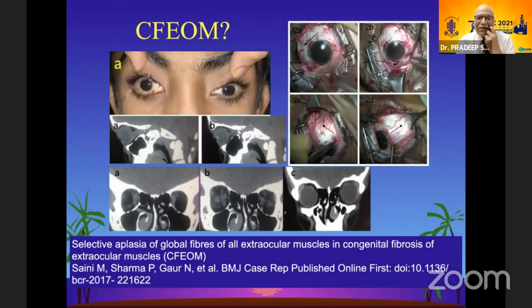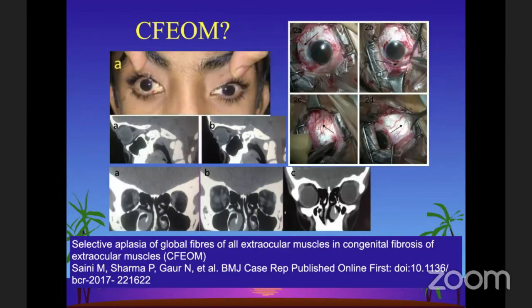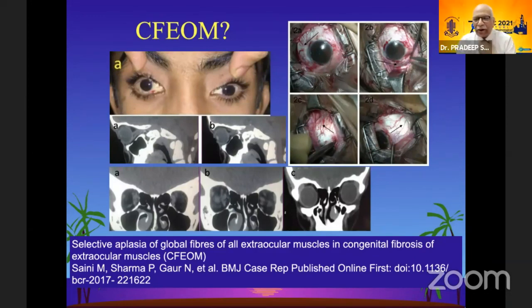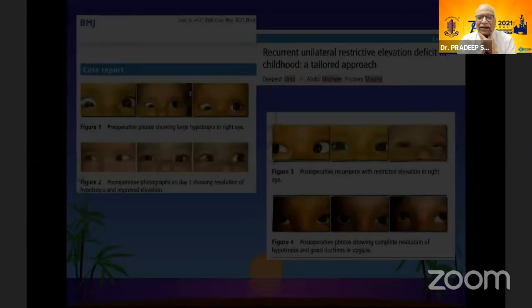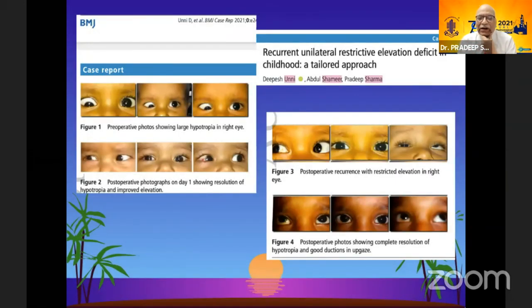Some cases may have missing muscles. I don't know why the reviewer told us that it is actually a CFEOM. I saw that all the muscles were aplastic or hypoplastic in this case. And finally, this progressive kind of CFEOM, which I was talking about, this child who has a progressive CFEOM, has been finally tackled by disinsertion of the inferior rectus and application of the superior rectus.